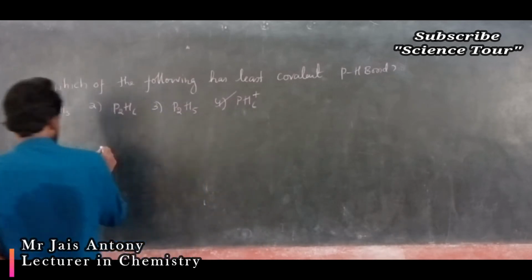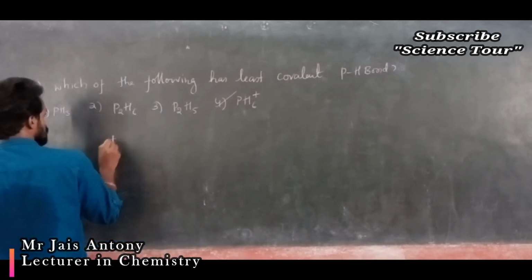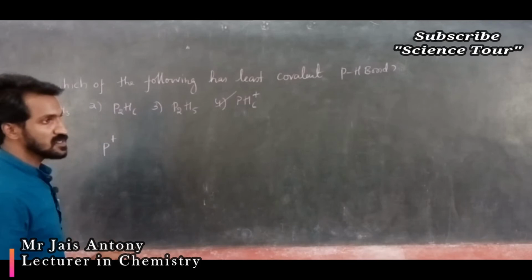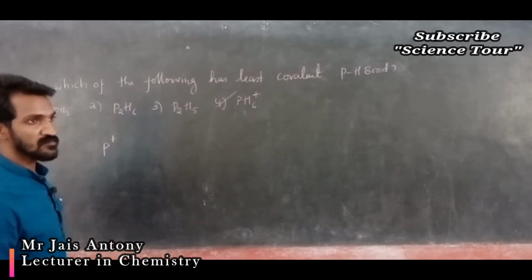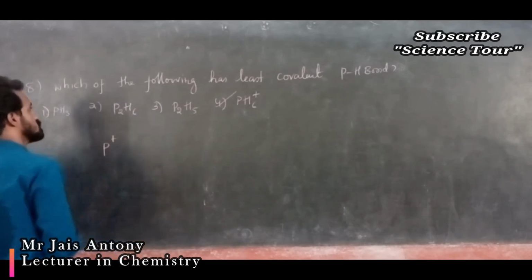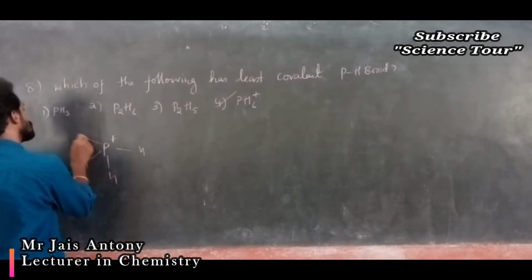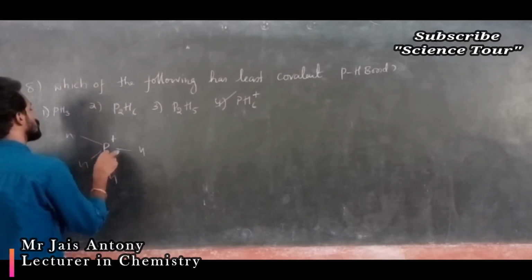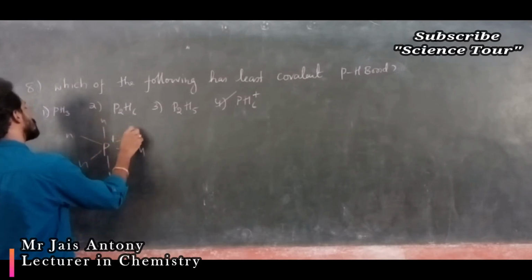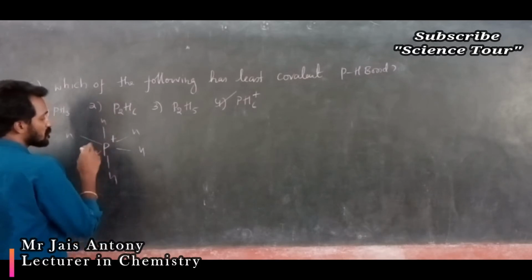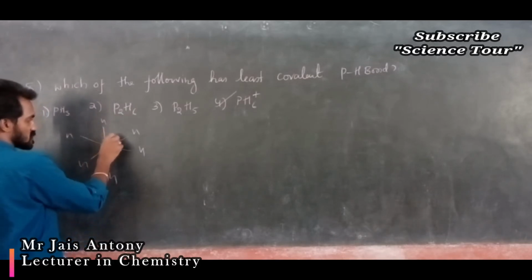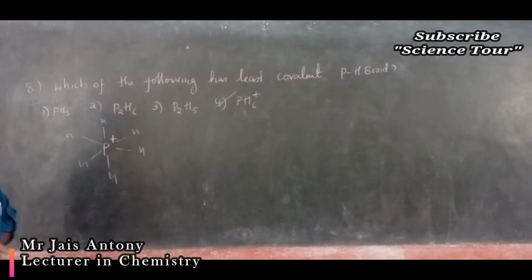In this one, phosphorus actually has a plus charge. Plus charge means one electron is removed from phosphorus. And hydrogen is attached to this phosphorus like this: 1, 2, 3, 4, 5, 6, six hydrogens are attached. What happens because of this positive charge? That means a vacancy is there in phosphorus. Correct? That means that electron is removed, so one vacancy is there.